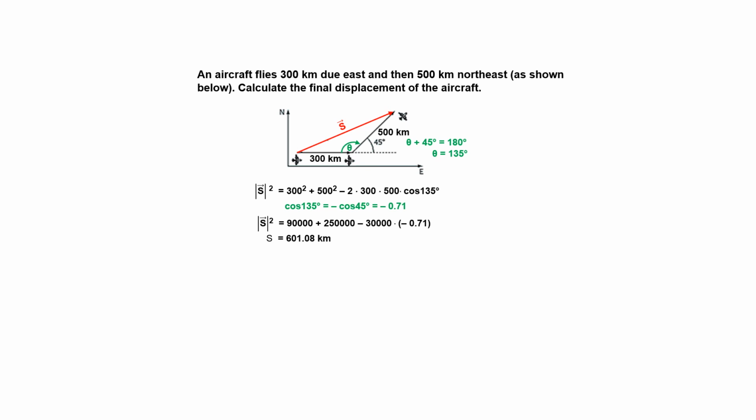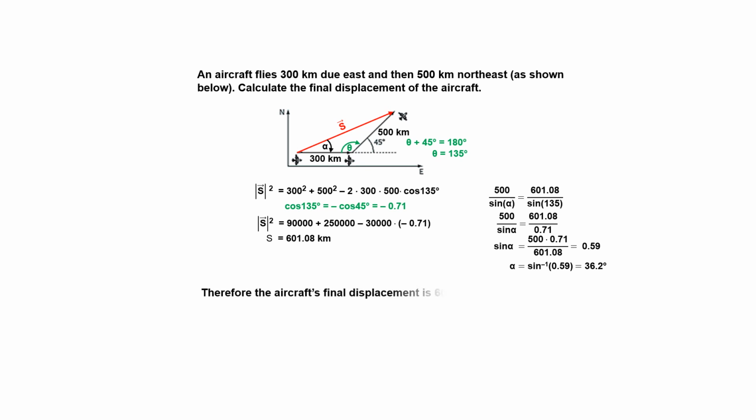The law of sines can be used to calculate the direction alpha of the displacement. Take the law of sines and perform the calculations. So the displacement is 601.08 kilometers at an angle of 36.2 degrees northwest.